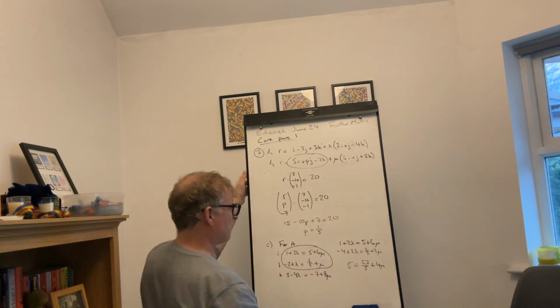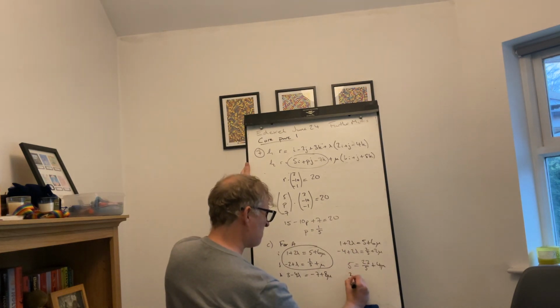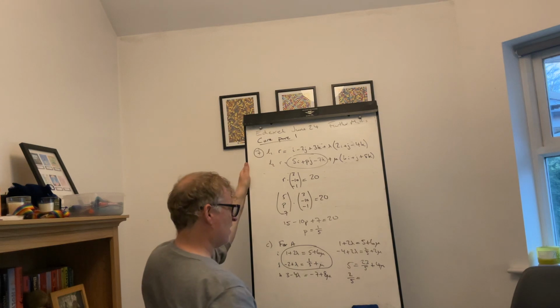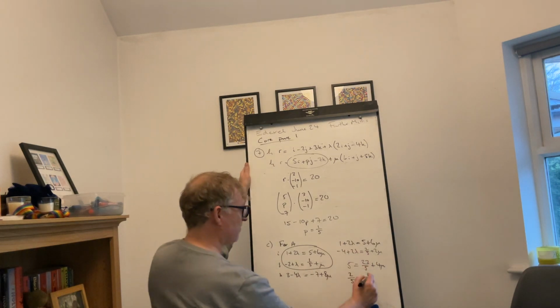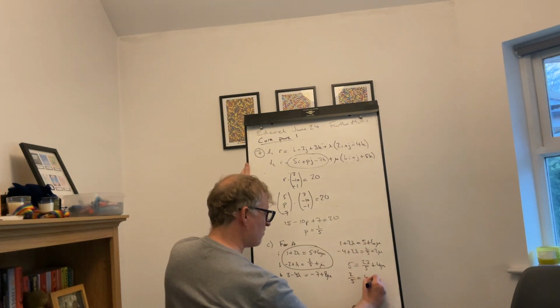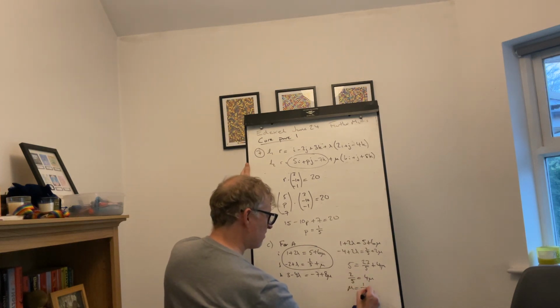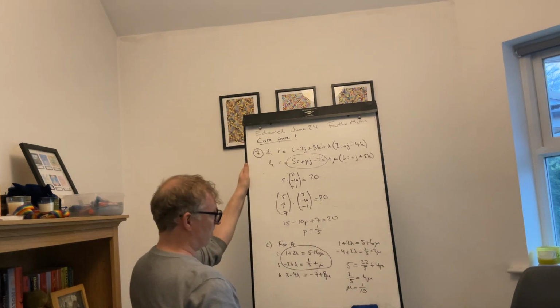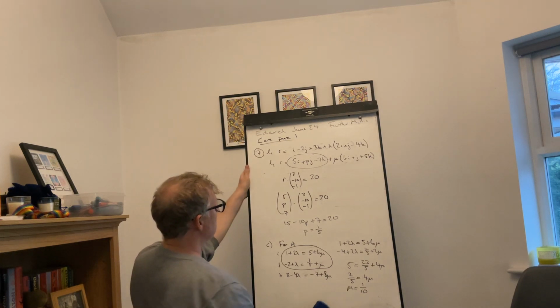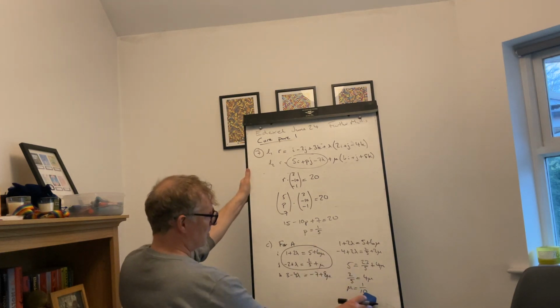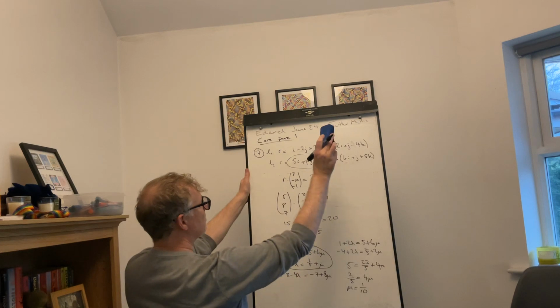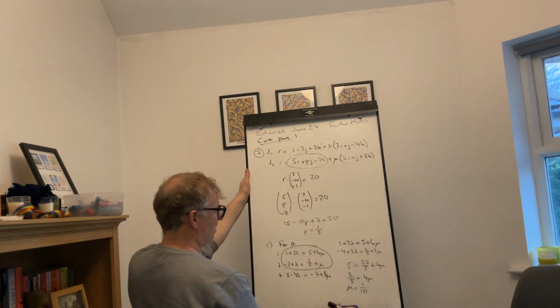5 take away 23 over 5 is 2 over 5. Of course, because there's 5 there, isn't that stupid? Equals 4 mu, so mu equals 1/10. Not nice, is it? Anyway, so mu equals 1/10, so we can now put mu equals 1/10 into here to find our point.